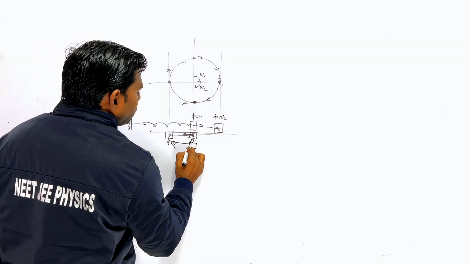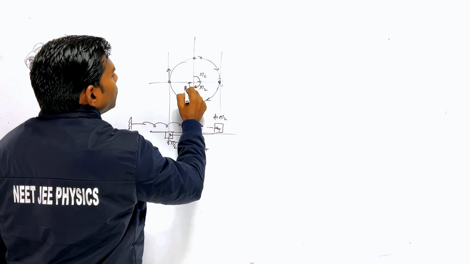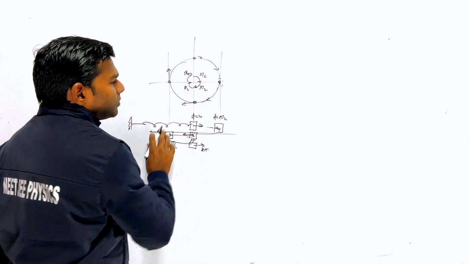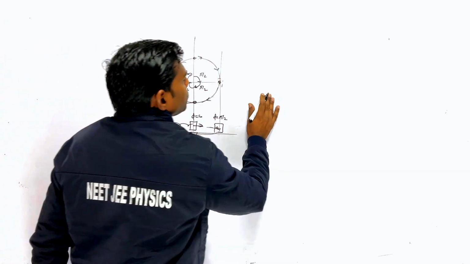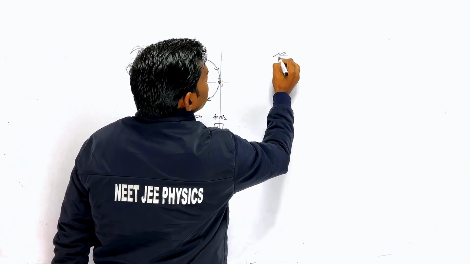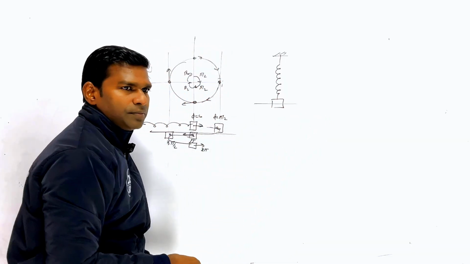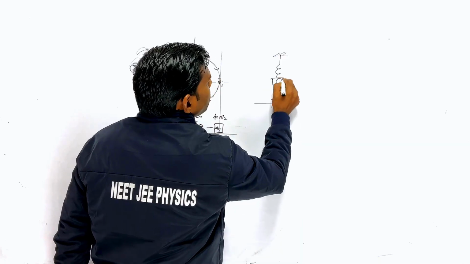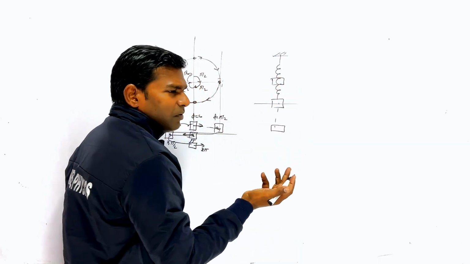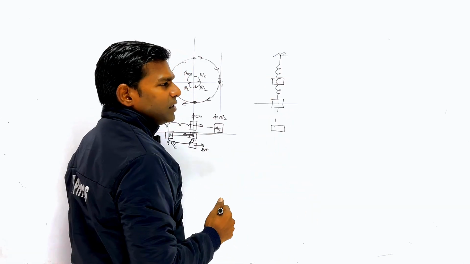When it reaches this point, this is 2 pi. That's it. Pi by 2, pi by 2. Understood or not, this figure? Now if you take the vertical oscillation, suppose this is the spring, and this is the mean position. You can assume this is plus A or minus A, whatever you assume. When it is oscillating, you have to tell the phase.